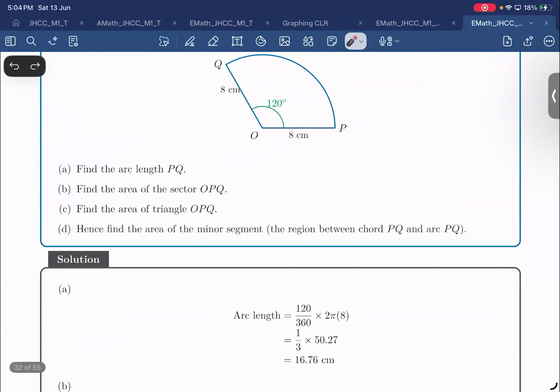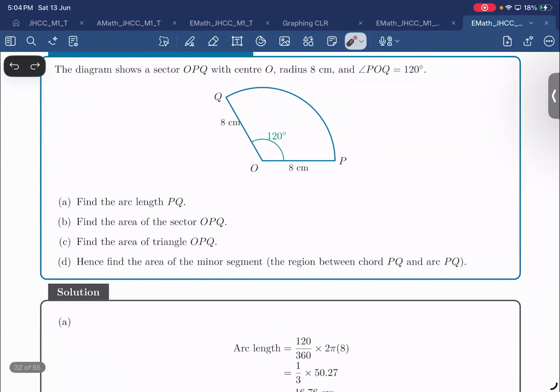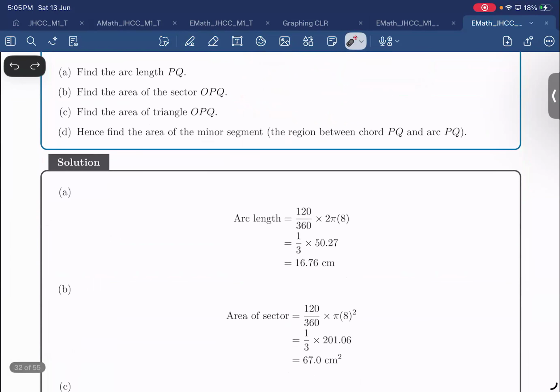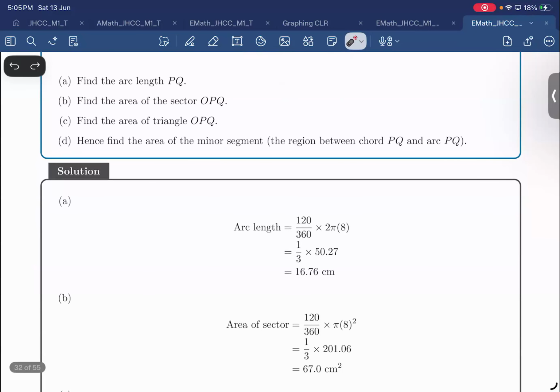Next, find the area of sector OPQ. The area of the sector is basically this whole area. And that's theta over 360 times pi r squared. The answer is 67.0 cm squared.